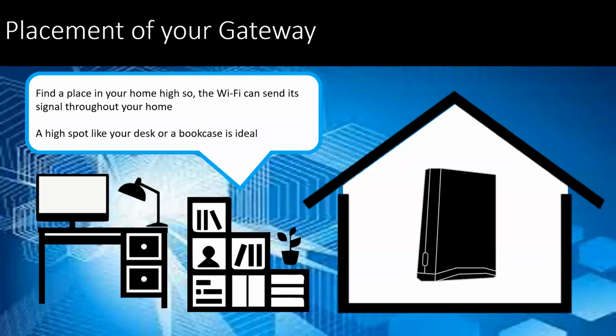Okay. Next up, placement. Placement of your gateway, placement of your extender. We can't forget how important this is. We don't want to be installing the routers or extenders on the floor. We really want to avoid cabinets, closets, and preferably up high on a shelf or on a bookcase, your desk, somewhere where you can get the optimal signal throughout the home.